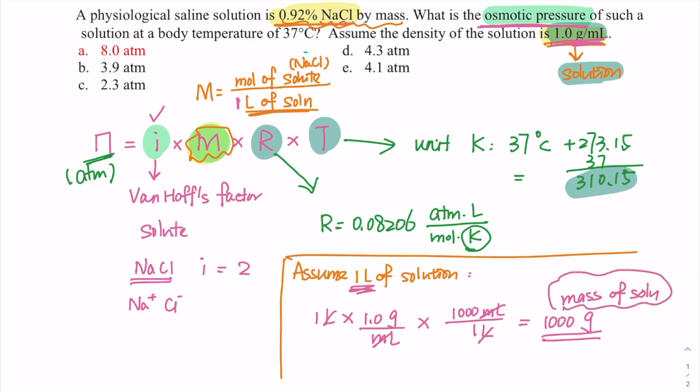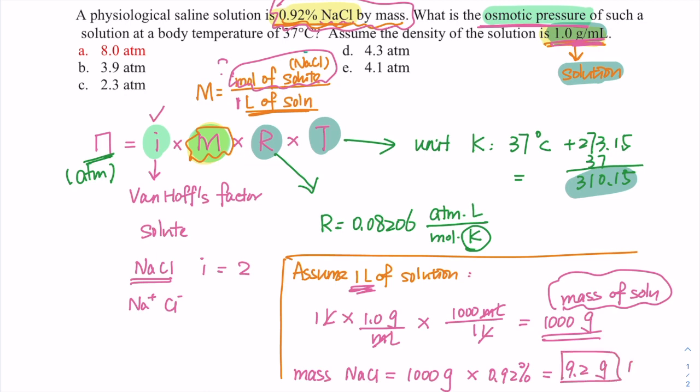That's the mass of the solution. Remember, we want to figure out the moles of the solute. If we know the mass of the solute, are we able to calculate moles? I believe so. So what's the mass of the solute by itself? Very conveniently, here is the mass percent, which is 0.92%. The mass of the solution is 1,000 grams, and 0.92% of that is our solute, the sodium chloride. So we do this calculation, and that gets us to 9.2 grams of sodium chloride.